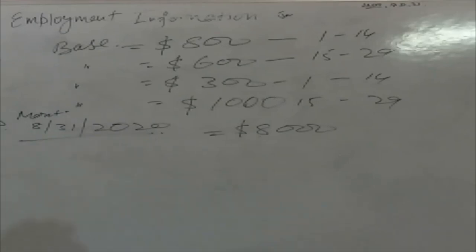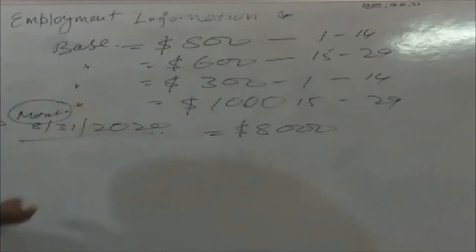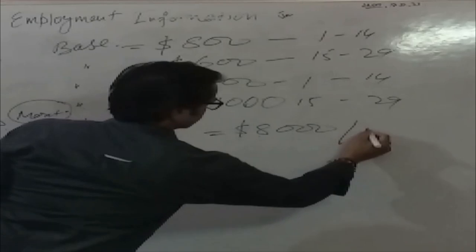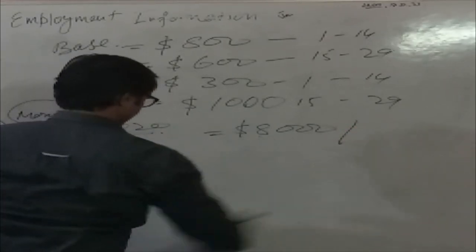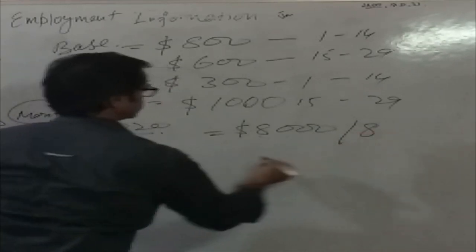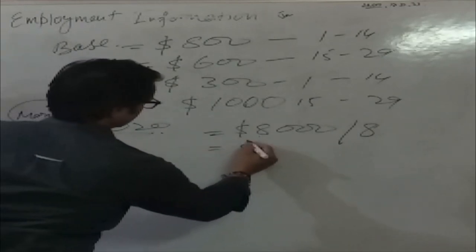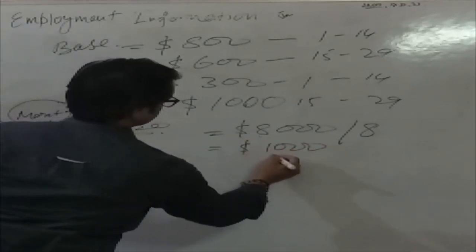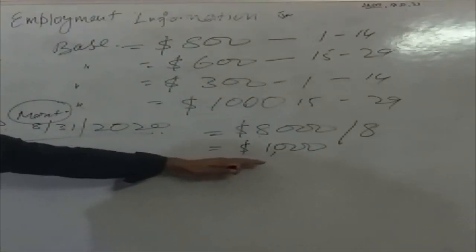So now I know 8/31 is almost covering 8 months of income. So I can divide it by 8, right? Straight away, because I know it's 8 months, I can divide it by 8 and it is going to be around $1,000 per month. According to YTD, the borrower earned an average of $1,000 per month.